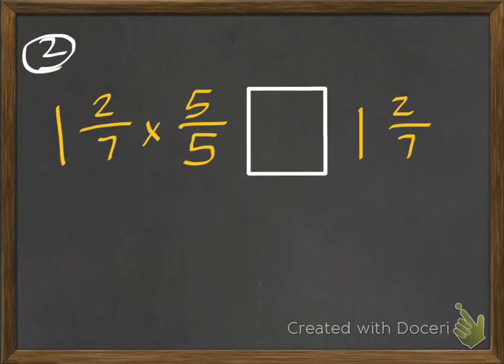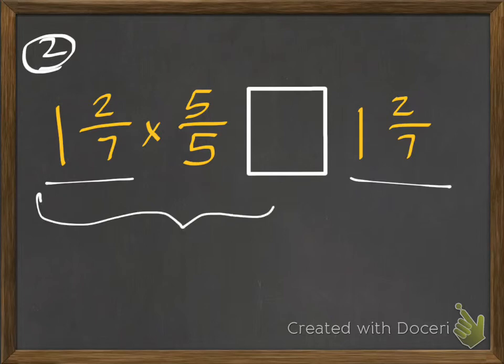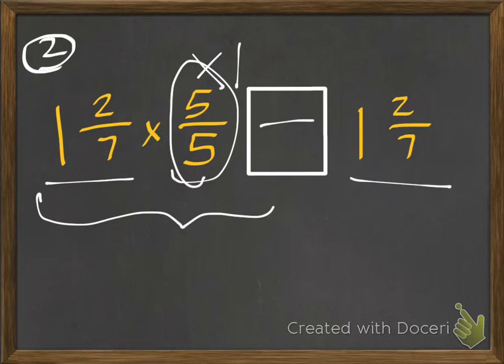Number 2, 1 2/7 times 5/5 compared to 1 2/7. So we're starting with 1 2/7. We're going to compare it when we multiply times 5/5. Okay, hopefully I didn't trick you too much. 5/5 equals 1. So you're multiplying times 1. Anytime you multiply times 1, whatever you multiply times stays the same, and they should be equal.